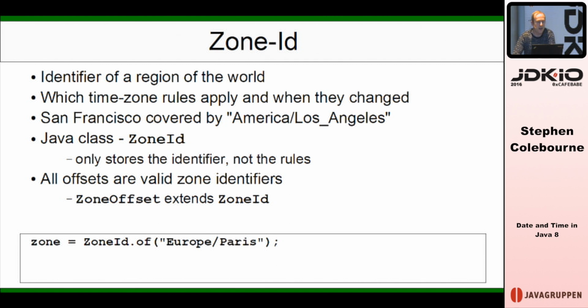So the identifier is something like Europe/Paris. And when you compare two zone IDs, you're just comparing the identifier. You're just comparing that string. You're not comparing any rules or anything else. So what will London be now? It's still Europe/London. But I think you can use GB as one of the old identifiers, but yeah.